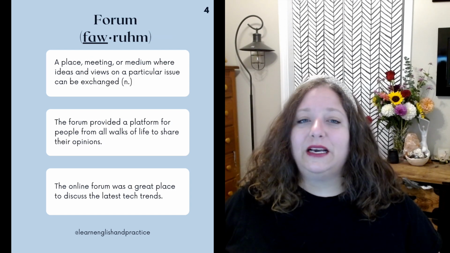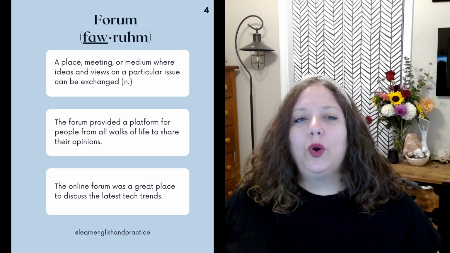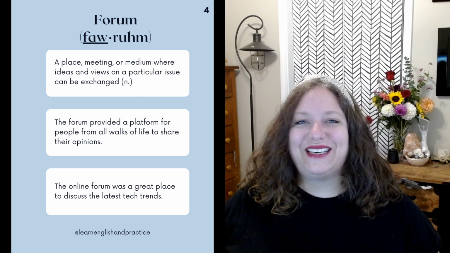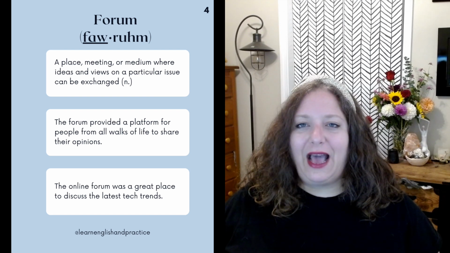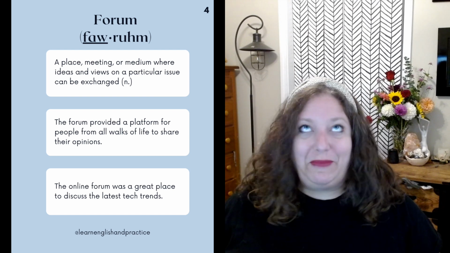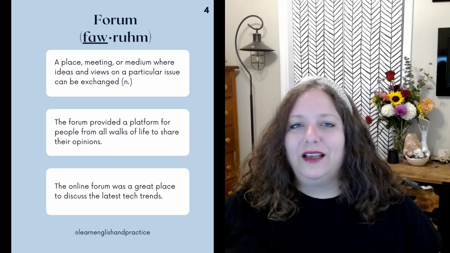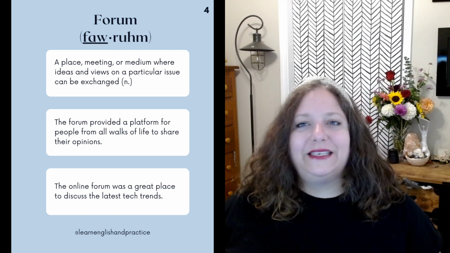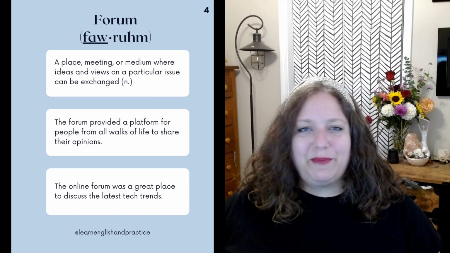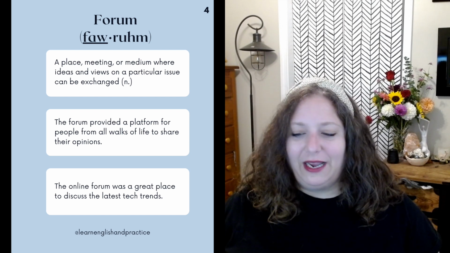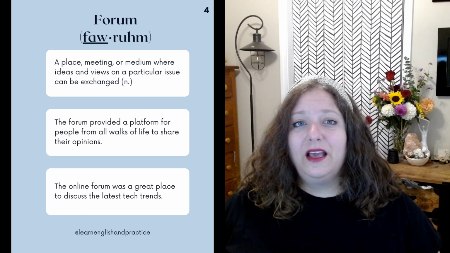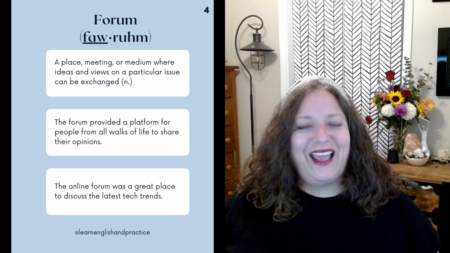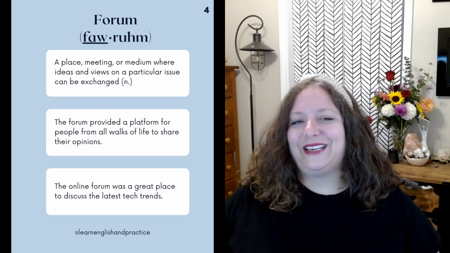Forum. This is a place, meeting, or medium where ideas and views on a particular issue can be exchanged, as a noun. So this has ancient Greek roots, as many things do, and the idea of a forum is kind of amazing. It's a place where ideas are exchanged and people engage in meaningful dialogue. In U.S. politics, there are candidate forums where politicians will answer questions and discuss issues, and those are pretty neat.